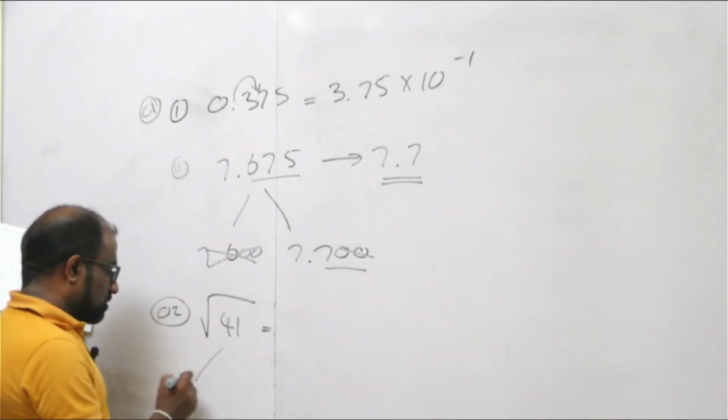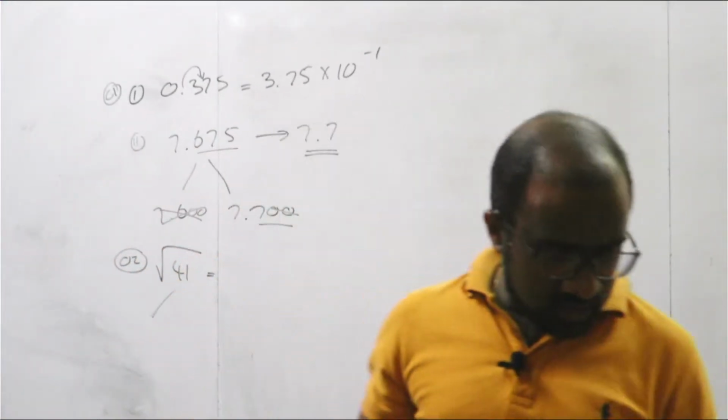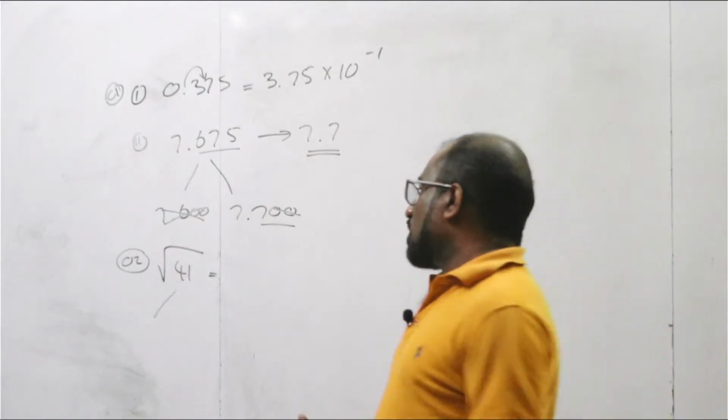Look, what are the perfect squares on either side of the square root of 41?